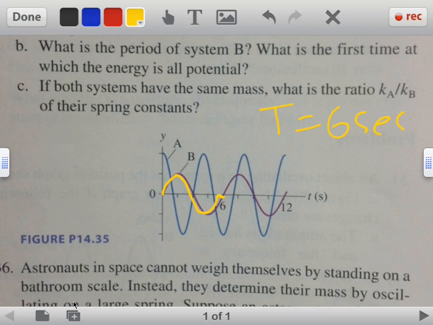What happens? Yeah, it stops, right? So all the kinetic energy is gone, and so boom, it's all potential energy stored in either gravitational potential or stored in elastic, depending on what we're talking about. Okay, so 2 great answers, thank you. What is the first time at which energy is all potential for B? So we're looking at that point right there, which is at 1.5 seconds.